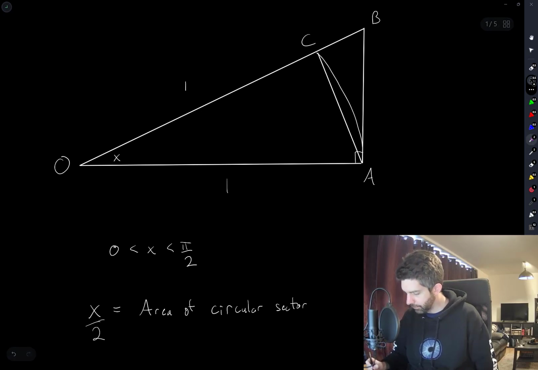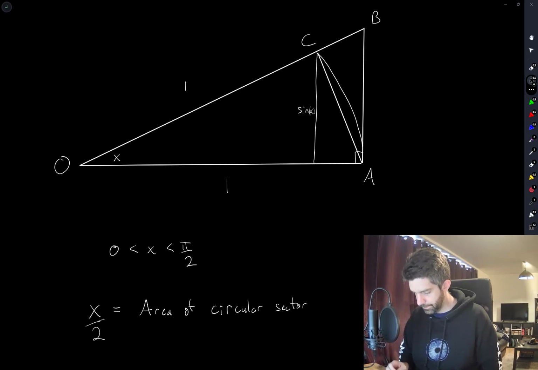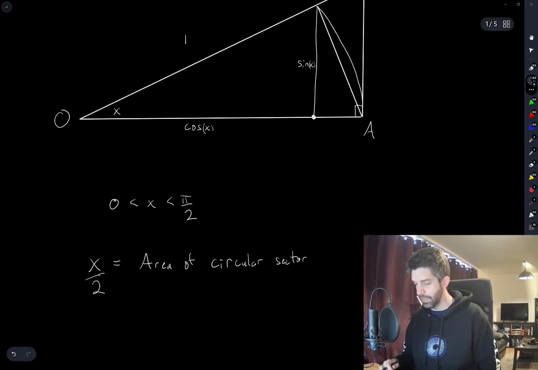So sine x is this distance. If I drop down that there, that height is sine x. And this shorter part is equal to cosine x.